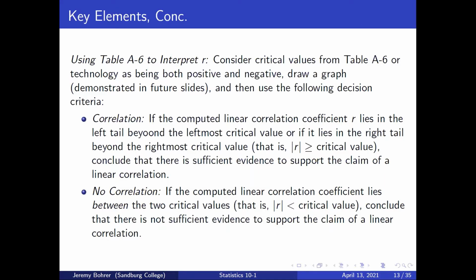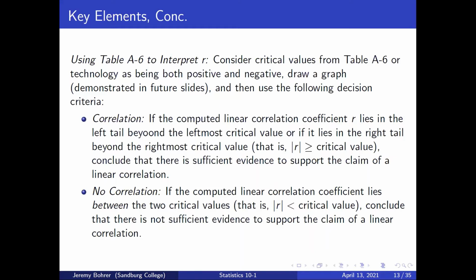Correlation. If the computed linear correlation coefficient R lies in the left tail beyond the leftmost critical value, or if it lies in the right tail beyond the rightmost critical value, that is, the absolute value of R is greater than or equal to the critical value, conclude that there is sufficient evidence to support the claim of a linear correlation.